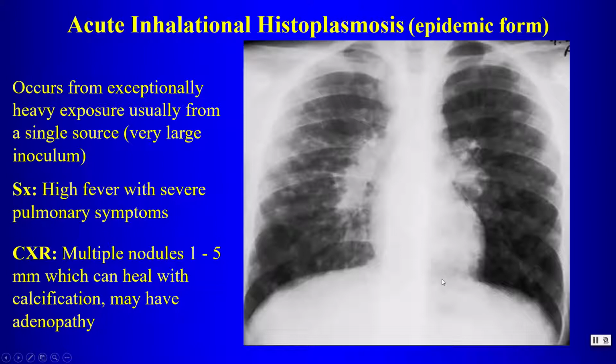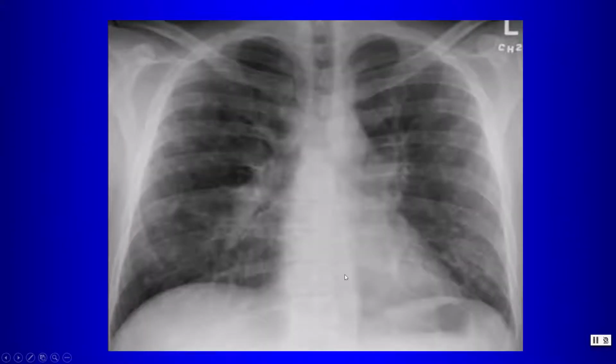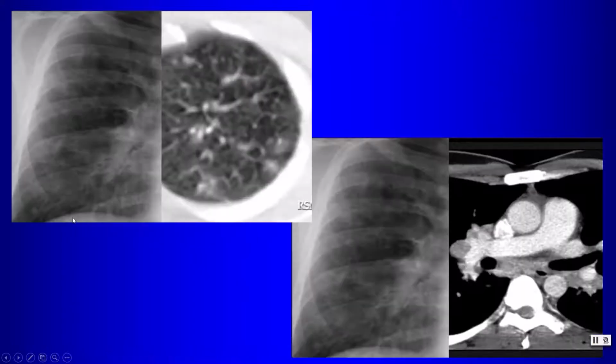Now, if there's heavy exposure with a large inoculum, you can get multifocal sites of infection like this, forming these nodular opacities throughout the lungs. The symptoms can be severe. Patients can develop multiple nodules, and when they heal, they might heal with calcifications. So here's an example of multifocal, almost hazy, nodular, ill-defined opacities. And here's a CT showing you those ill-defined nodular opacities throughout the lung.